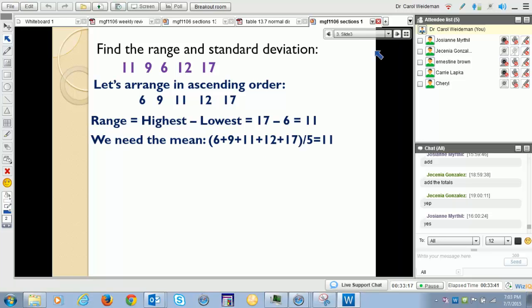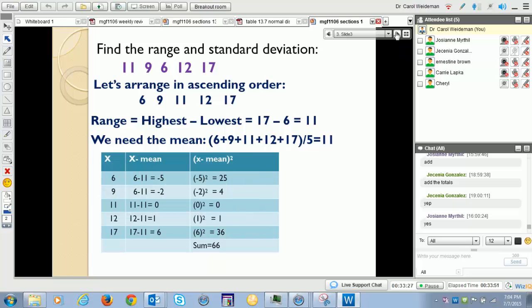Now, to do the standard deviation, I do need the mean. So I added them all up, and I divided by 5, and I got a mean of 11. And let me see, I have a little table here. I took each data value and subtracted the mean. So 6 minus 11 gives me negative 5. Oh, there should be a 9. The calculation's right, but the number's wrong. There should be a 9 here. 9 minus 11 is minus 2. 11 minus 11 is 0. 12 minus 11 is 1. And 17 minus 11 is 6.